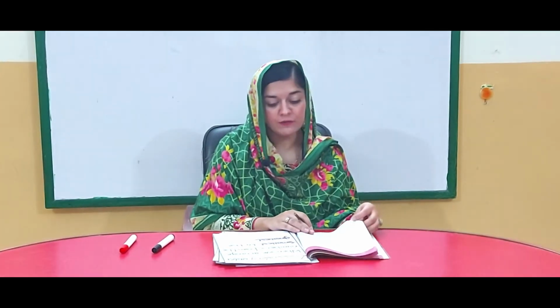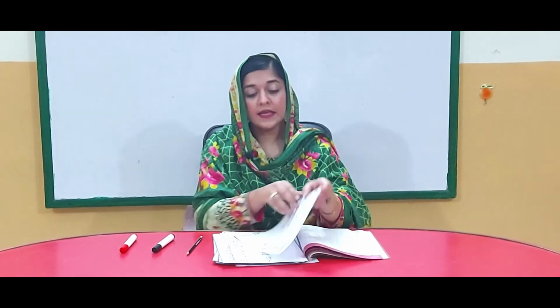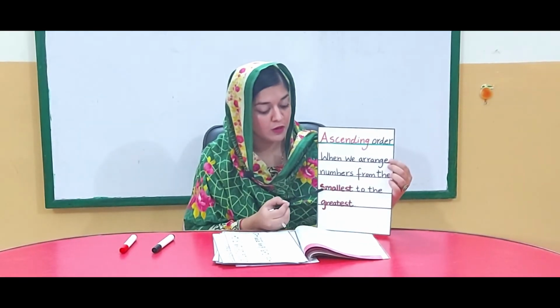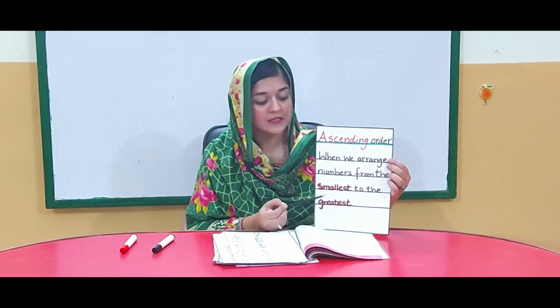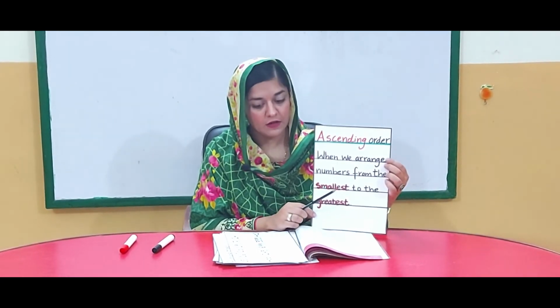which is ascending order and descending order. It is on page number 24. Okay, let's first discuss what ascending order is. When we arrange the numbers from smaller to greater, it is ascending order. If we are writing the series from a smaller to a greater number, what is it? It is ascending order. Clear?